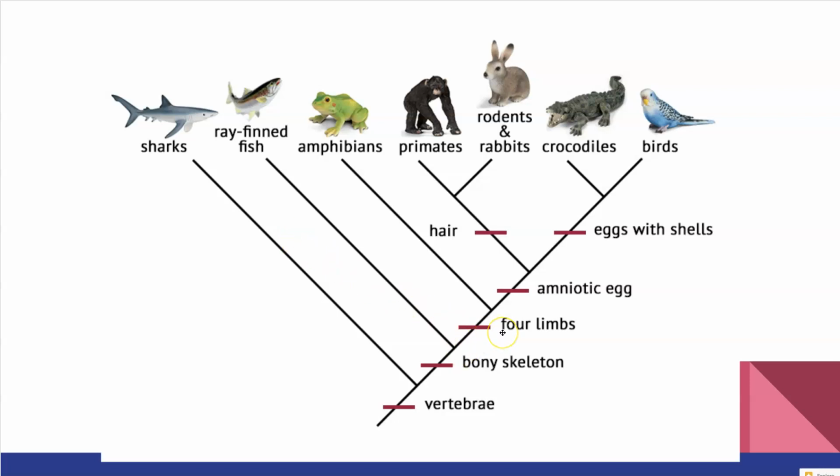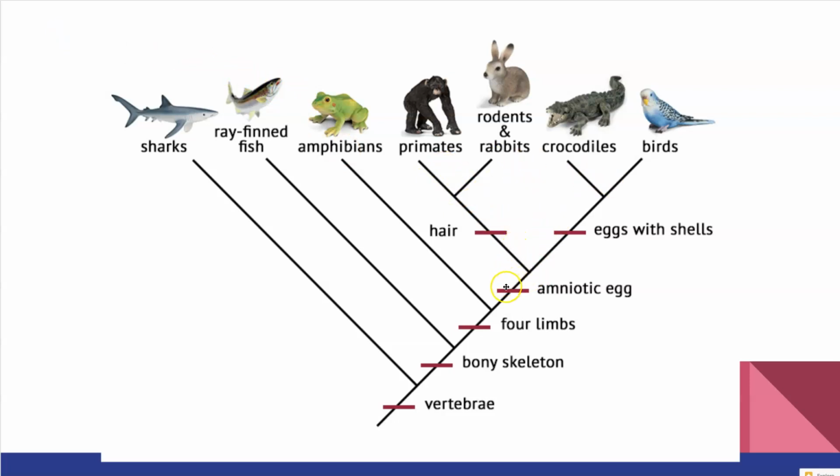Forelimbs. We know that fish don't have limbs. They don't have legs. They don't walk. But everything to the right of forelimbs has forelimbs. You can see that. One of the different things with this one is we have some extra branching going on up here.